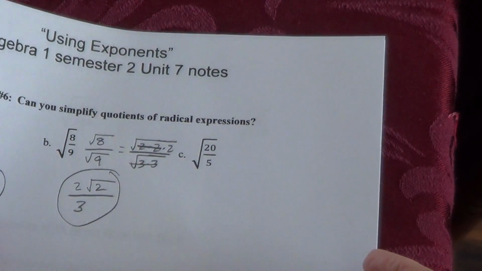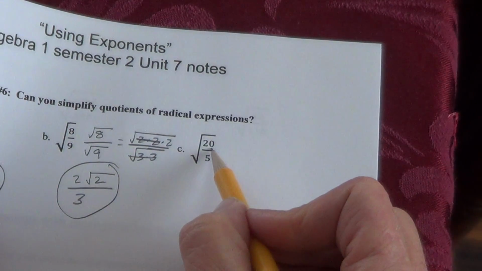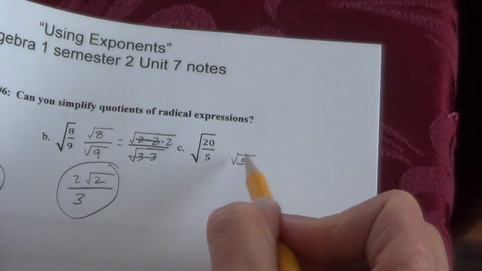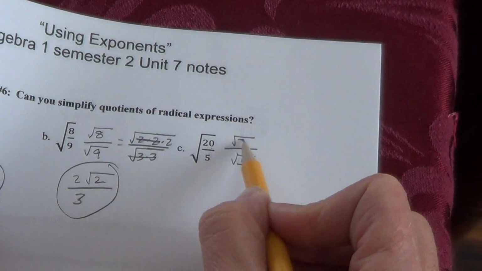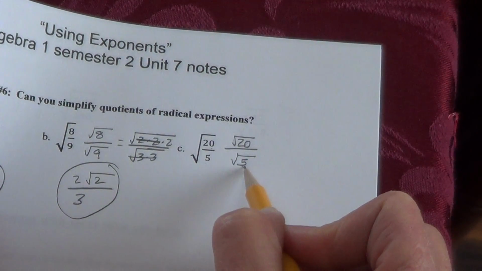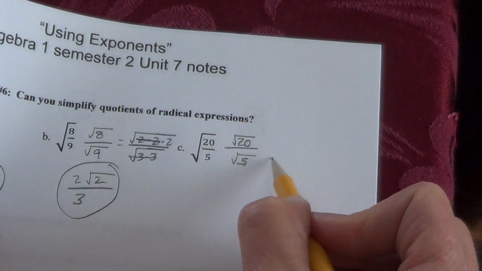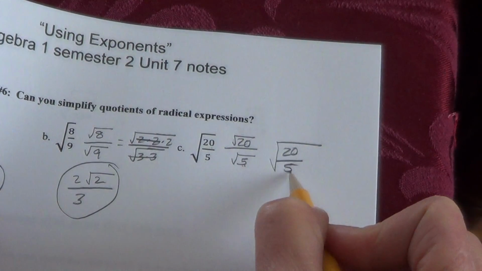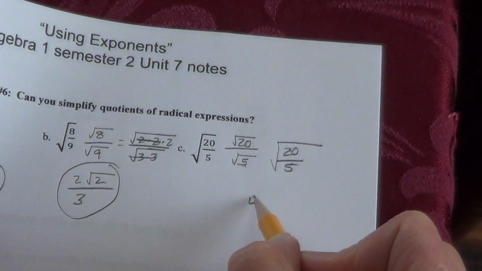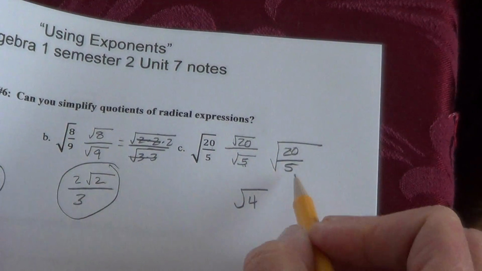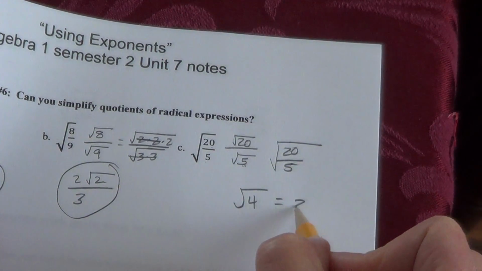Okay. Next one. I would be reluctant to divide this down into this, and here's why. Because I can't get rid of that 5 on the bottom, and you can never have a radical on the bottom of a fraction as your answer. So I would reduce it in this form first. 5 goes into 20, radical 4 times. Okay, and the square root of 4 is 2.